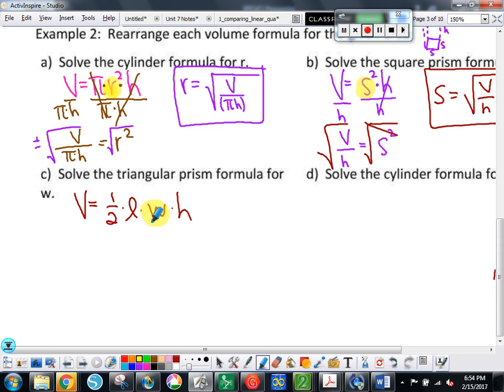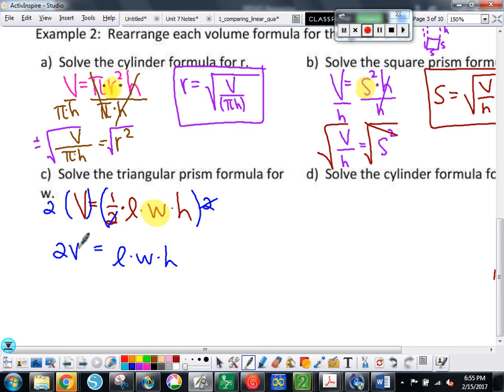Okay, let's try this next one together. If I want to get W by itself, this one might take just a few more steps because dividing by 1/2, this is connected by a multiply. However, dividing by 1/2 is tricky. If you are dividing by 1/2, you are also multiplying by 2. So I could times both sides by 2, and the 2 and the 1/2 would cancel. So on the right, you would just have length times width times height. And on the left, you would have 2V.